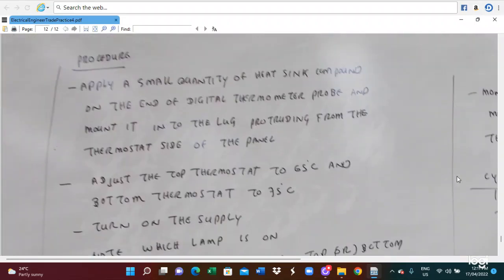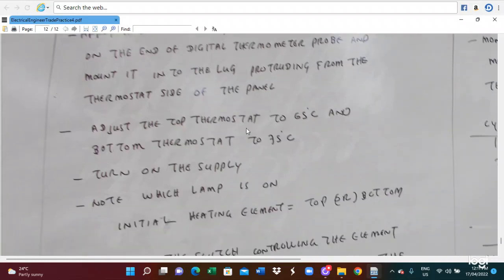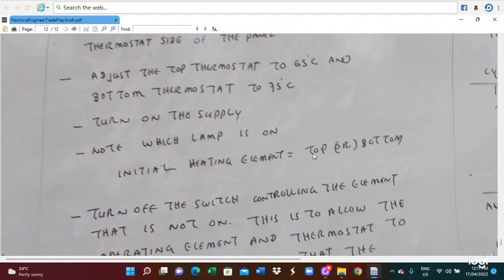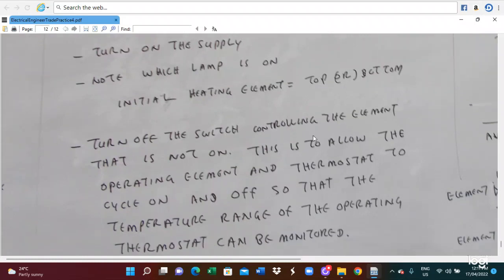So how to test the semi-state? Apply a small quantity of heat sink compound on the end of the digital thermometer probe and mount it on the large plate from the thermostat side of the panel. Adjust the top thermostat to 65 degrees centigrade and the bottom to 75 degrees centigrade, then turn on the supply. And we have to know which element is on. The energized heating element is at the top or the bottom; turn off the switch controlling the element that is not on.